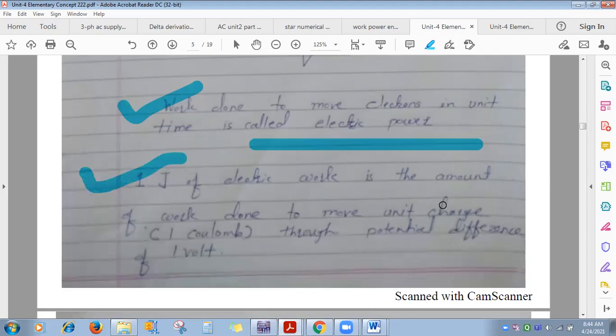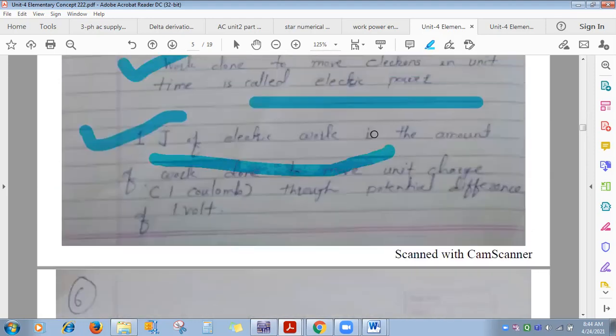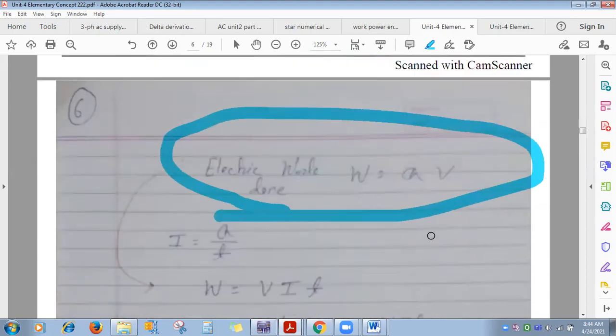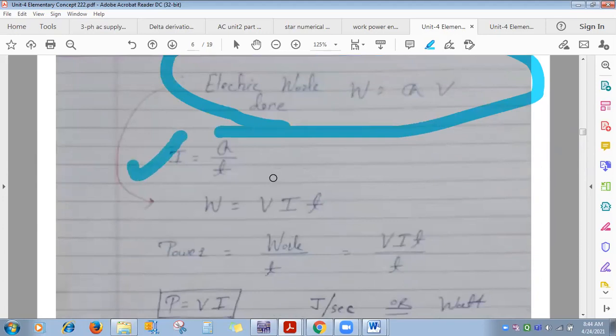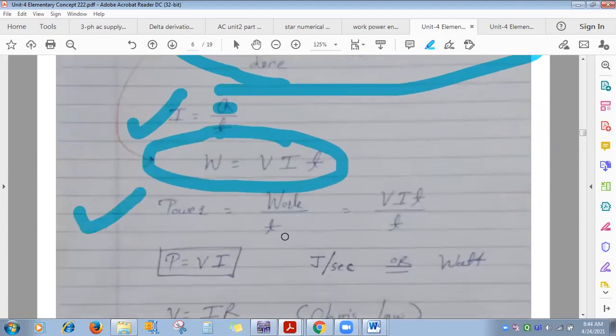And we can say 1 joule of electric work is the amount of work done to move unit positive charge of 1 coulomb through a potential difference of 1 volt. Like this also you can define it. Then work done is Q into V. All of you know the rate of change of charge, so put here Q is equal to I into T. So what you will get? Work done VIT. The rate of doing work we call power.